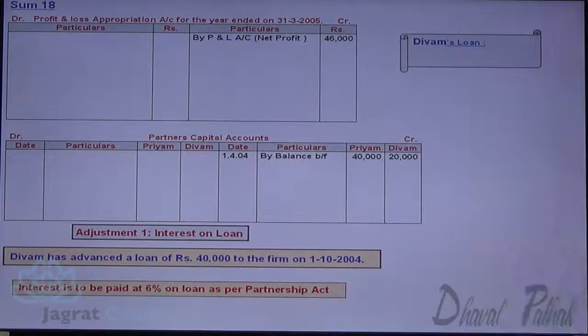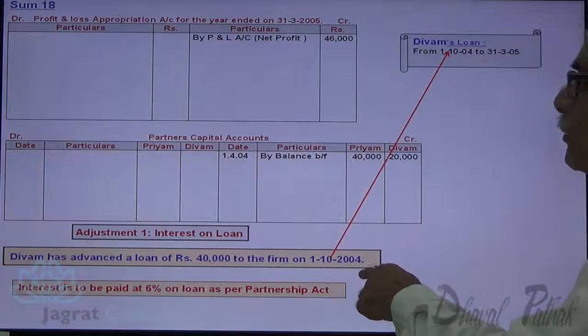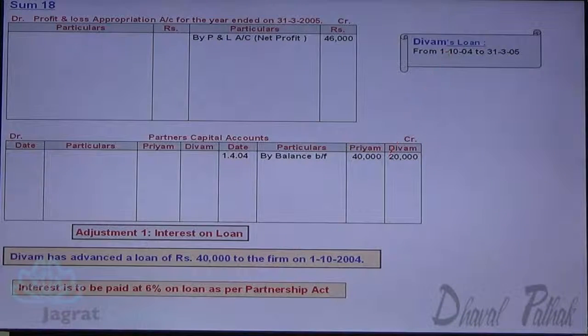Now, Divam's loan, period for which interest gets calculated is from 1/10/2004 to 31st of March 2005, that is 6 months.